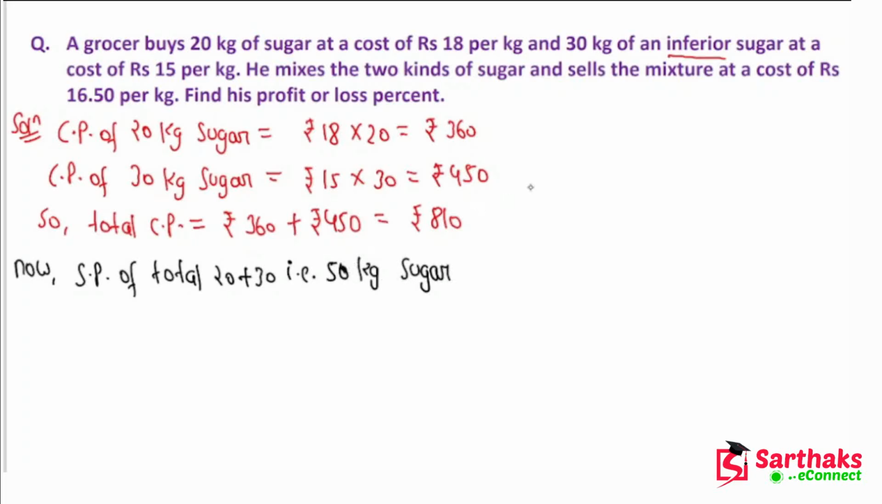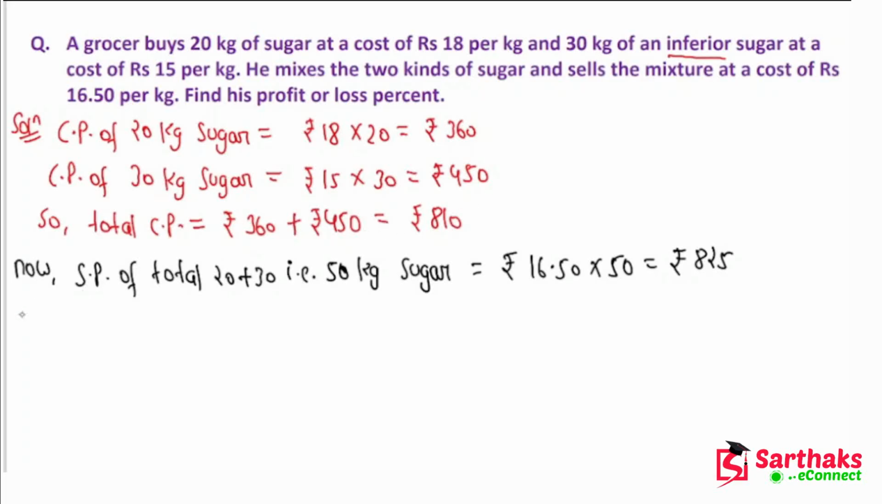Selling price of total 50 kg sugar is equals to what? Rupees 16.5, because you are selling 1 kg sugar at rupees 16.5 and there is total 50 kg of sugar, so it would be rupees 825 if you multiply them. Okay, so that is the total selling price. So obviously your selling price is more than cost price. So yes, grocer makes a profit. It is very less, but yes, it is in profit.